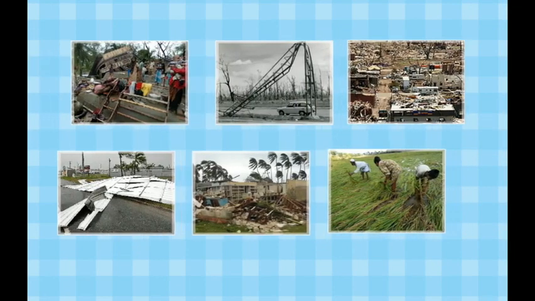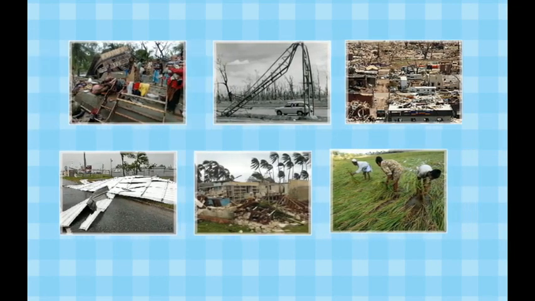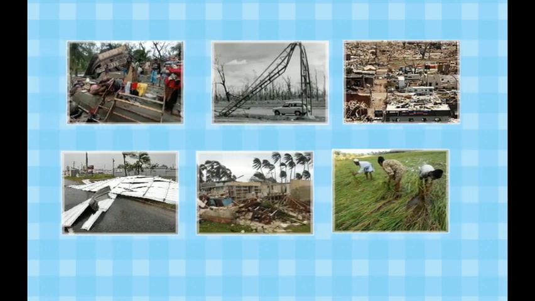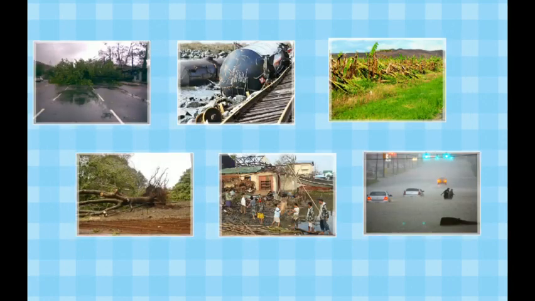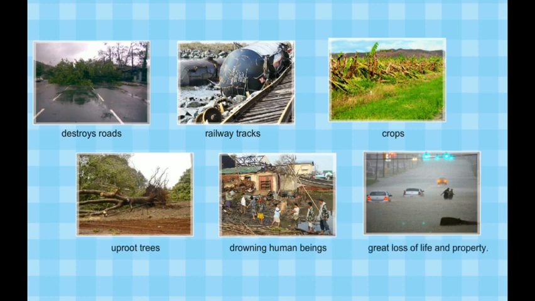Destruction caused by cyclones. The violent stormy winds accompanying a cyclone result in the damage of houses, electric poles, industries, schools, hospitals, vehicles, crops, etc., causing a great loss of property. The fast-moving flood water of the sea, brought in by a cyclone, destroys roads, railway tracks and crops, uproots trees, reduces soil fertility, and drowns human beings and animals, causing a great loss of life and property.